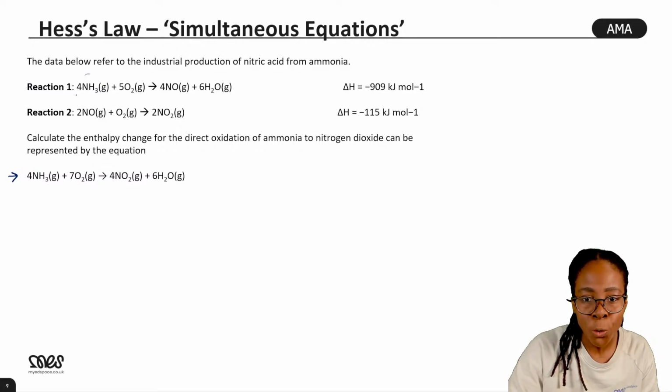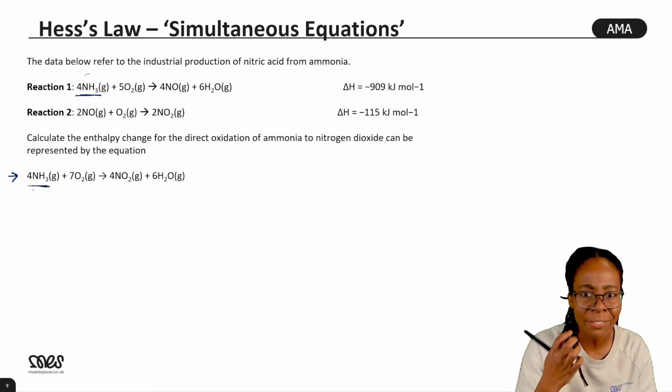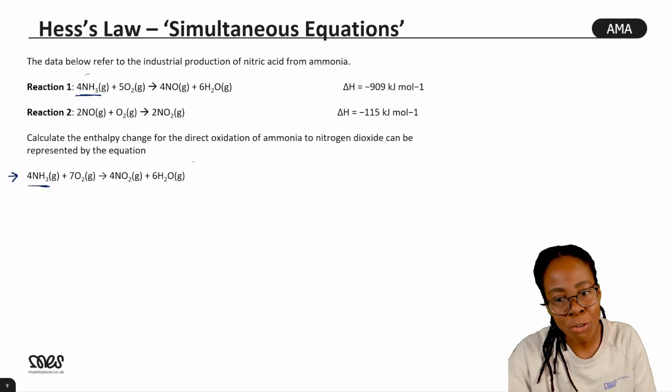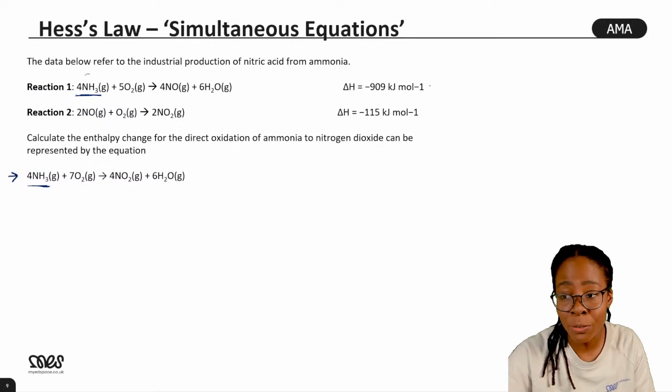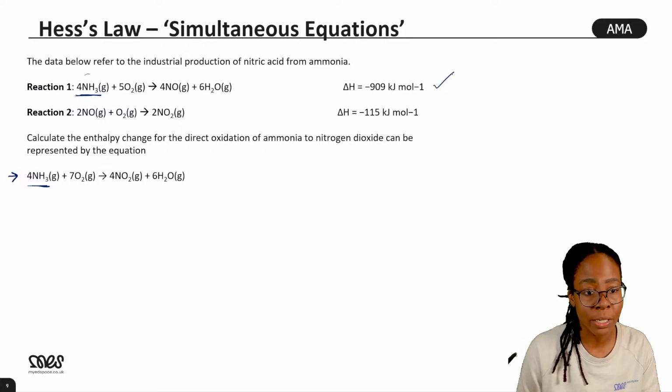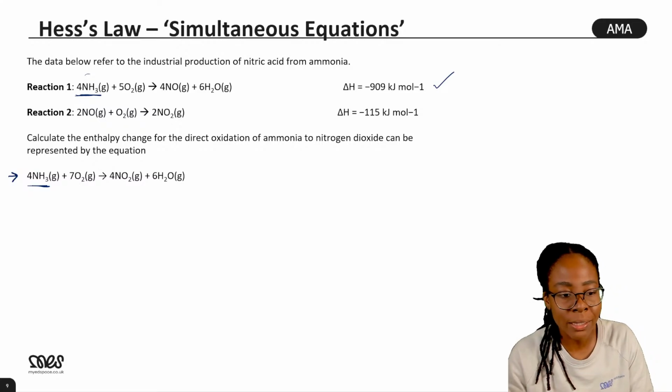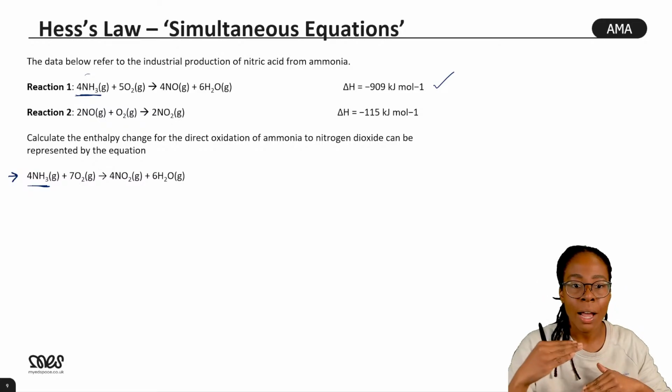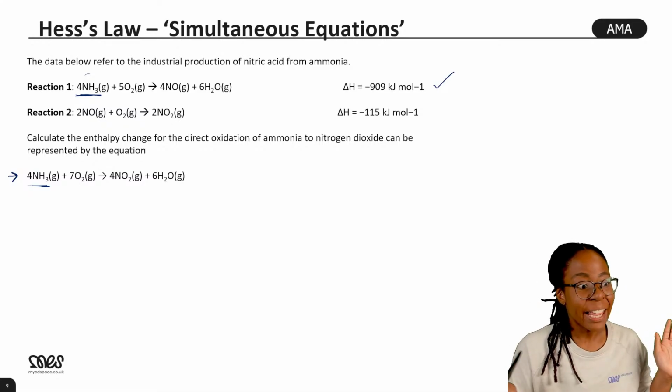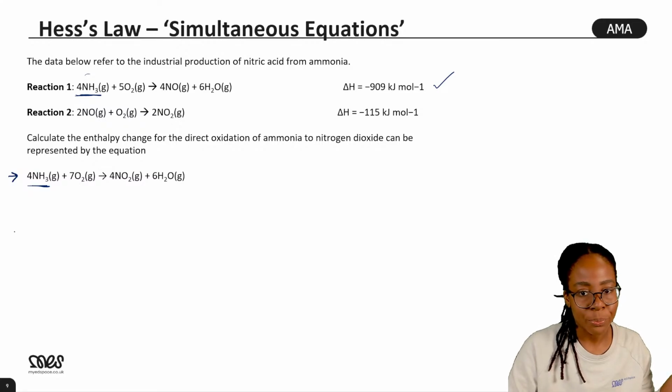We have got 4 NH3s on the left-hand side. And in our final equation, we've got 4 NH3s also on the left-hand side. 6 waters on the right, 6 waters on the right, which means our first reaction, we can just keep it exactly as it is. We don't need to do anything to it. It's already going in the direction and in the scale, essentially, that we want it to be.